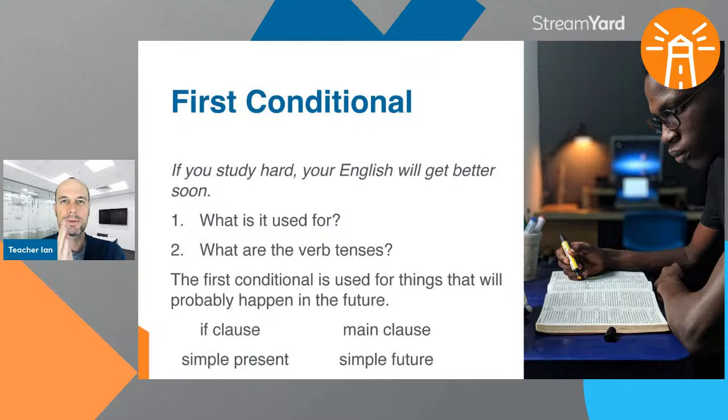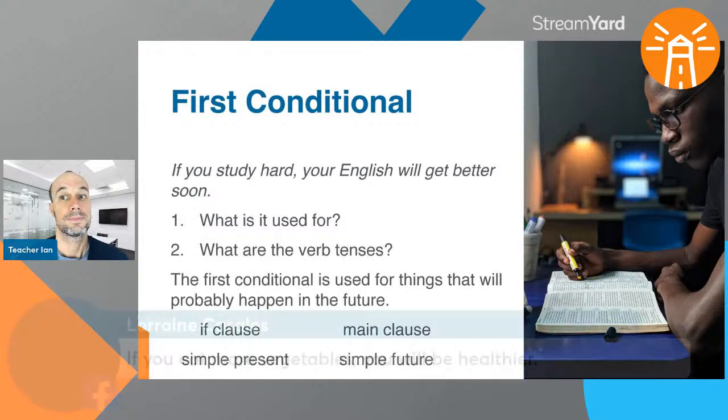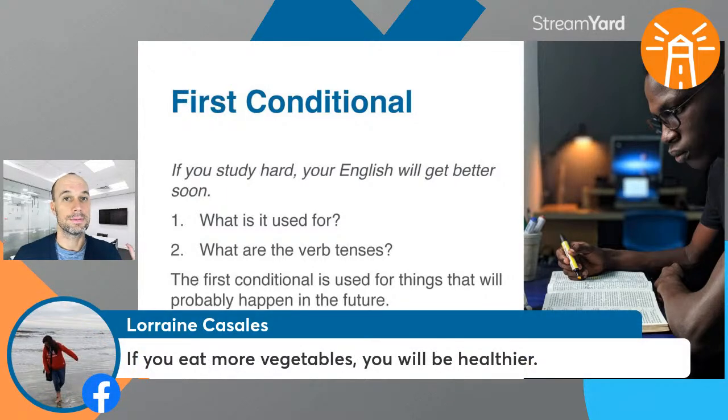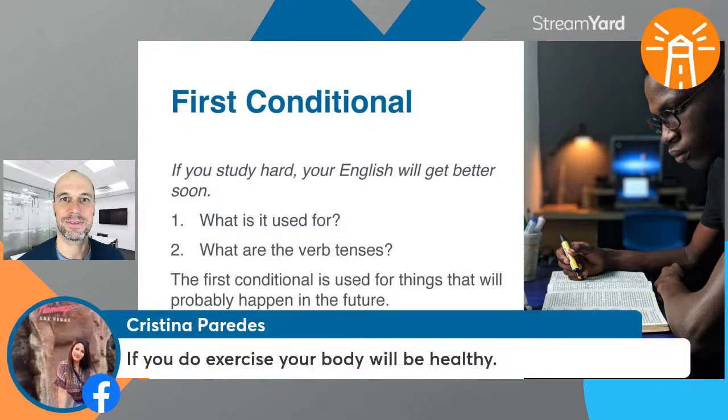So who wants to write out a first conditional sentence? Lorraine. Welcome back, Lorraine. "If you eat more vegetables, you will be healthier." You sound like my wife. That's something that she would say to me. "Honey, eat your vegetables." Yeah, so perfect sentence. I'm just joking. She doesn't say that to me. Perfect sentence, Lorraine, and I agree with that totally.